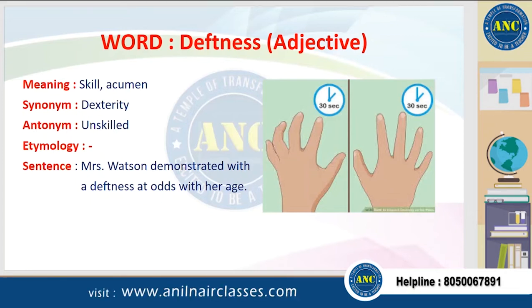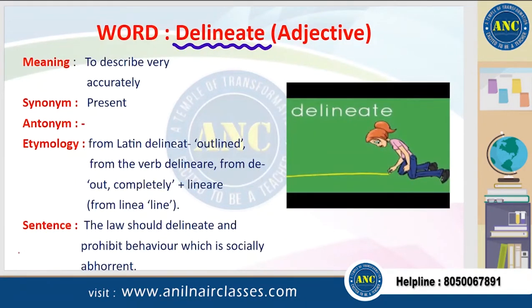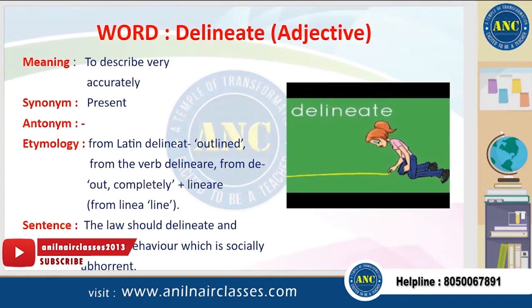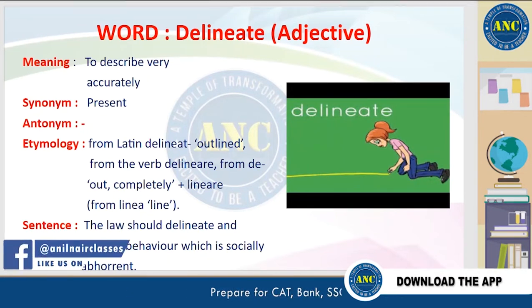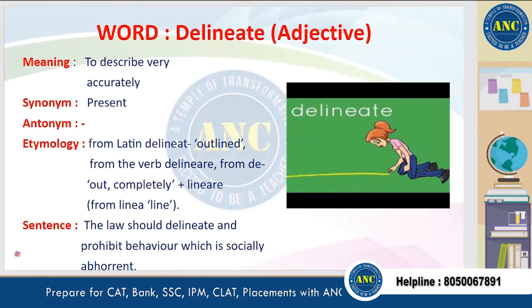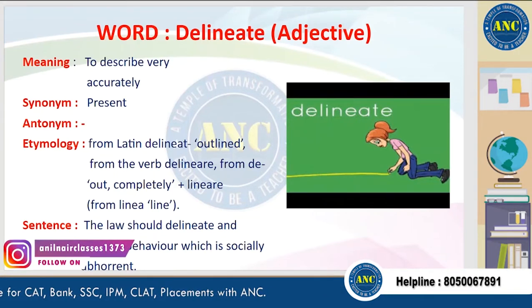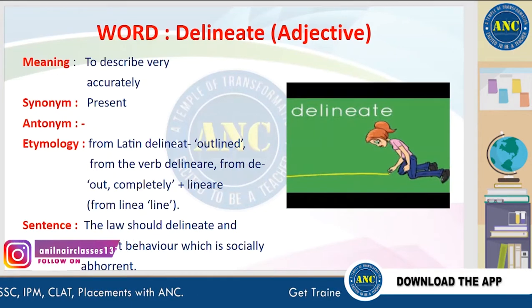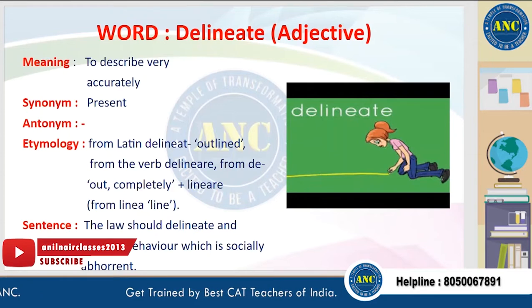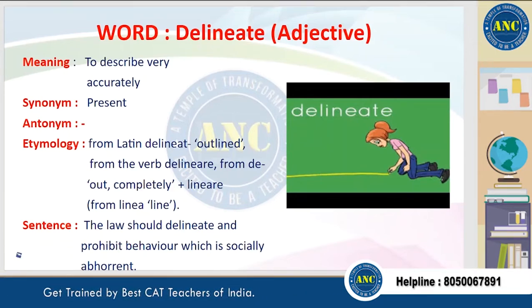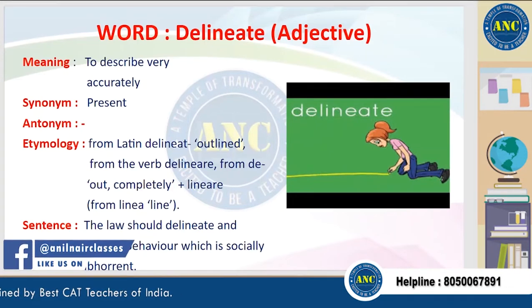Moving on to the next word, delineate. Delineate is an adjective which means to describe very accurately. A synonym for this word is present. It is derived from the Latin word which means outlined. A sentence for this word is, the law should delineate and prohibit behavior which is socially aberrant.